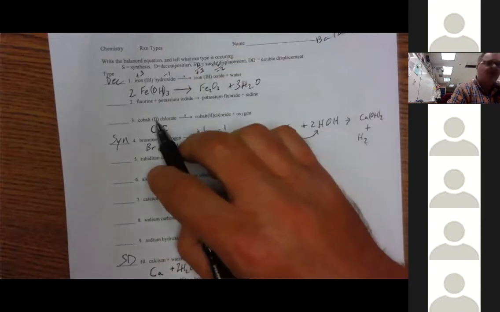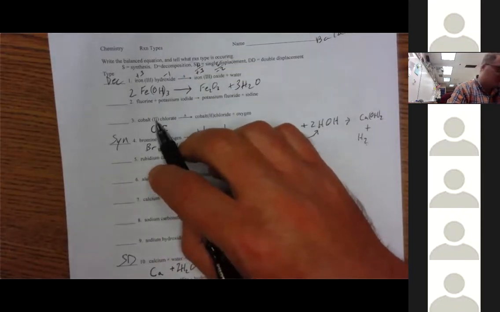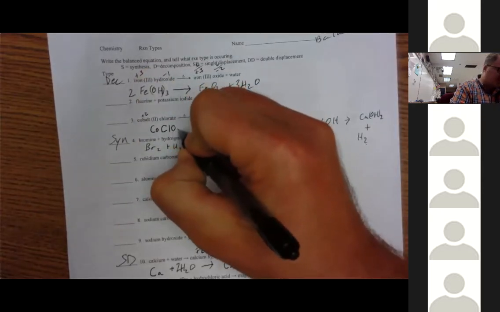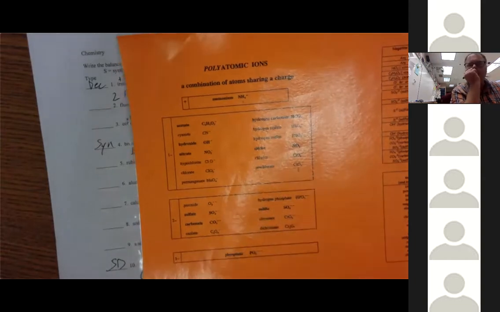Is it 2? It is, right? It says it right there, cobalt-2. So the charge of that cobalt is +2. You know the charge of the chlorate, ClO3? -1. Good.